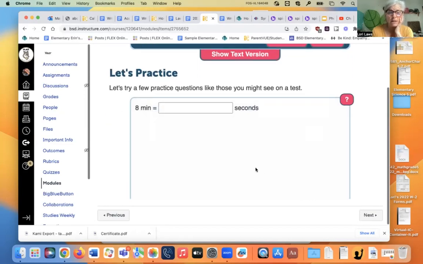Make sure you've got it. 8 minutes equals how many seconds? What are we going to do? 8 times what? 8 times 60. 8 times 6. Rose, what's 8 times 6? Come on, guys. Where are your math facts? Come on, Eli, you're math fact man. 8 times 6. What is it?